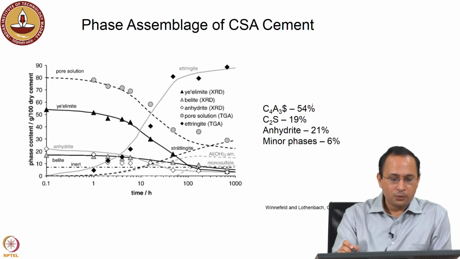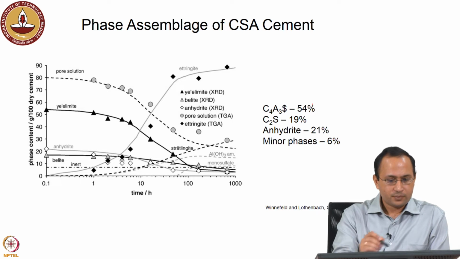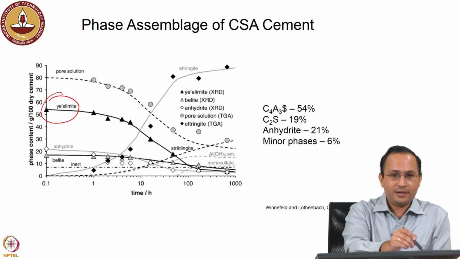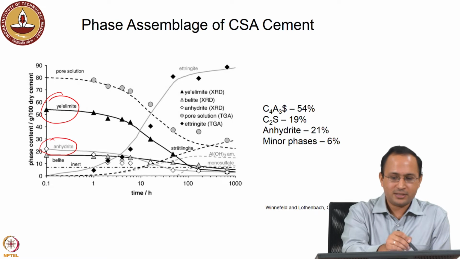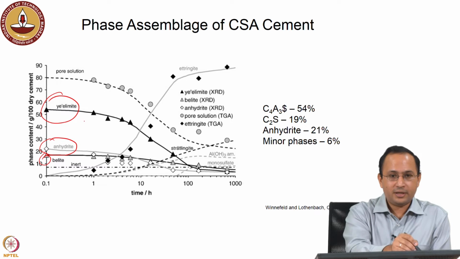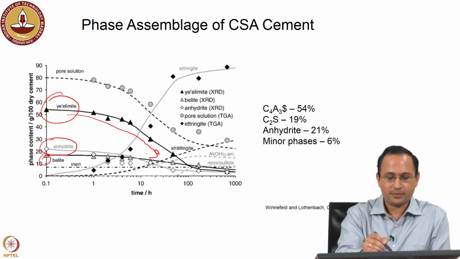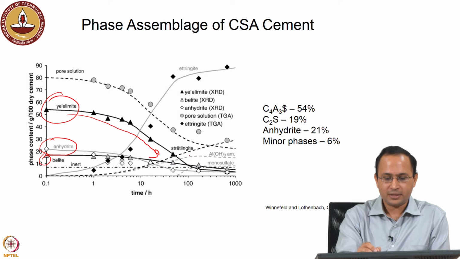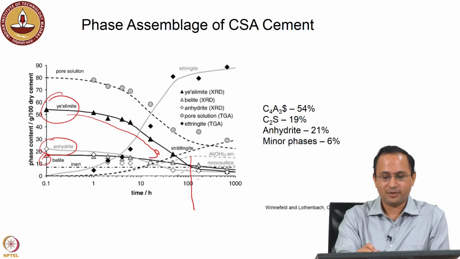Again, if you look into the phase content, you start with yeelimite. This clinker had anhydrite and some belite. As the reaction proceeds, you see reaction of yeelimite. What is important to note is that in just about 4 days, roughly 100 hours, most of the yeelimite is reacted. That tells us that the reaction is fast, and we can expect the reaction to complete in 7 to 10 days.